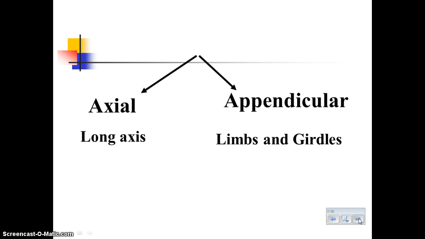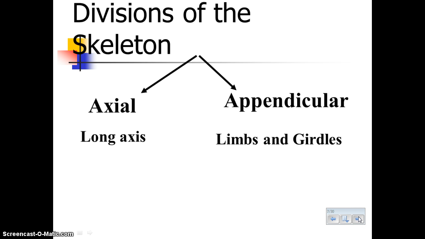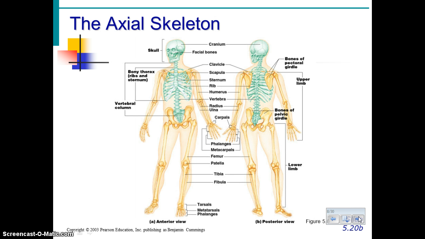So the axial refers to the long axis, basically your spine, your brain, or your skull, I guess, and the ribs. And the appendicular section is all the arms and legs, the limbs and girdles that are attached. This picture will make this a little more obvious. What you see in the green is the axial system, and whatever the rest of them are, they are all part of the appendicular.